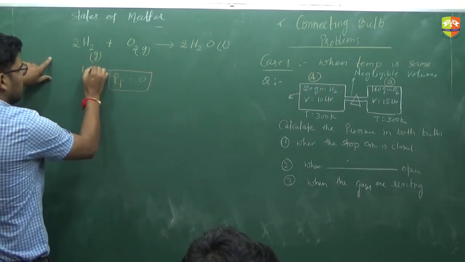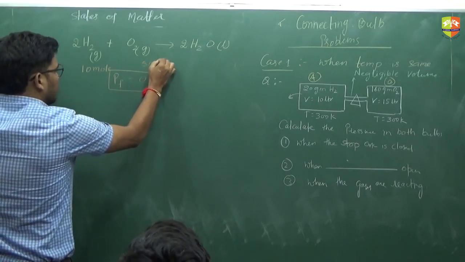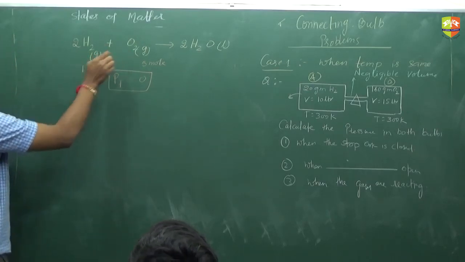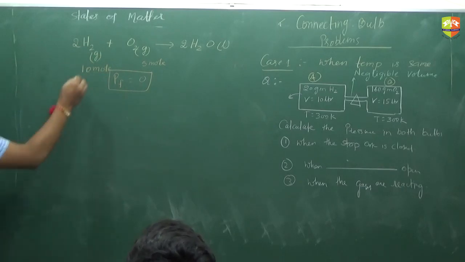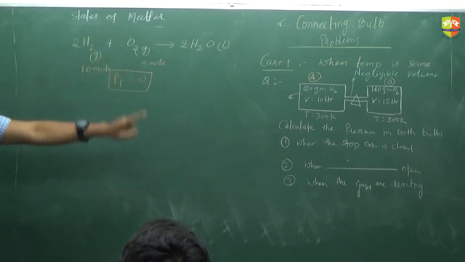10 moles, and for O2 it is 5 moles, right? So in this, H2 and O2 react and form water. We'll first find out the limiting reagent. And the limiting reagent is what? There is no limiting reagent in this reaction. It means the H2 and O2 react completely and convert into water.